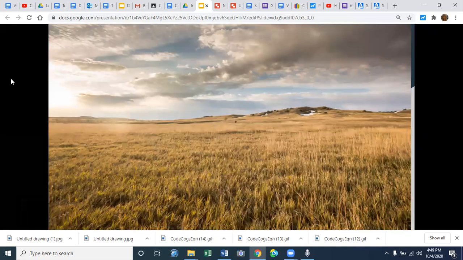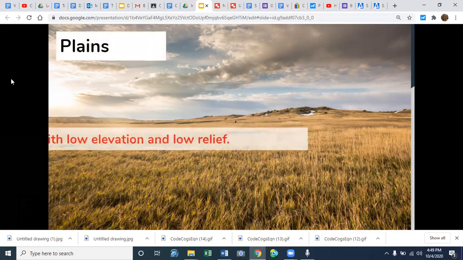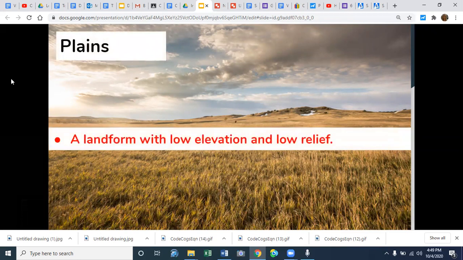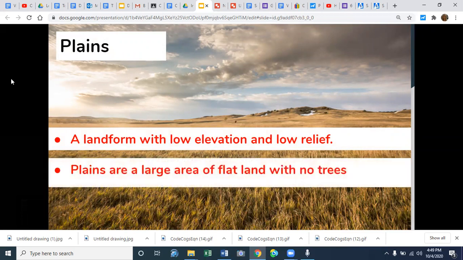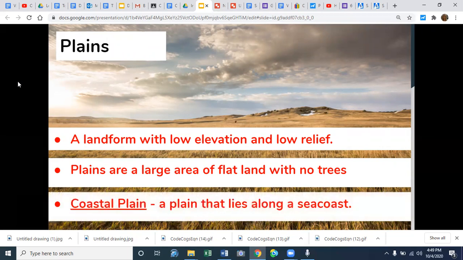What's this? This is a plains or a plain. Plains have low elevation and low relief. That means they're pretty flat. Plains are a large area of flat land, and if you notice, there's no trees in the area. The Great Plains is an area in the United States that's very low and very flat. A coastal plain is a plain that lies along a seacoast.